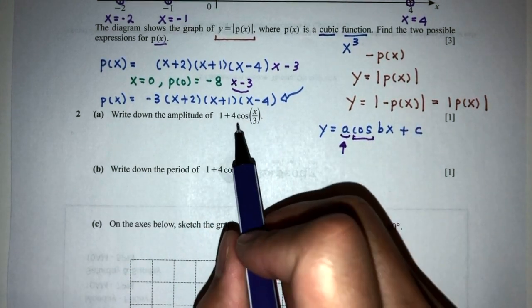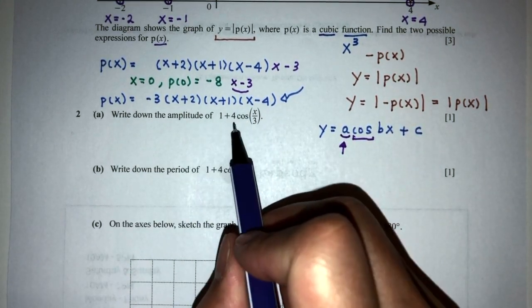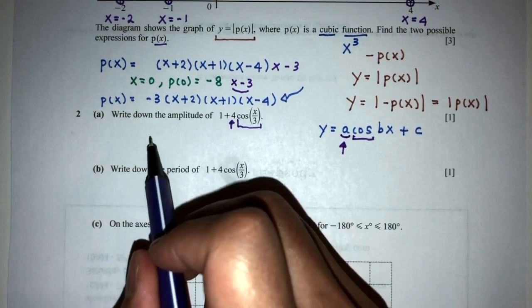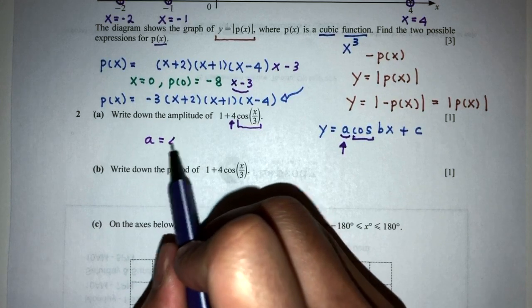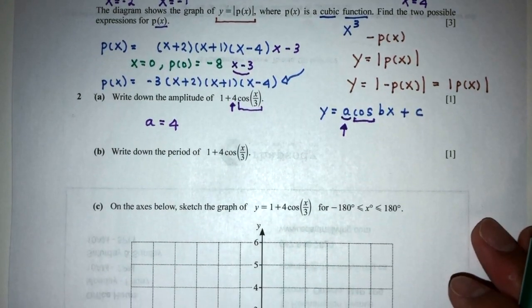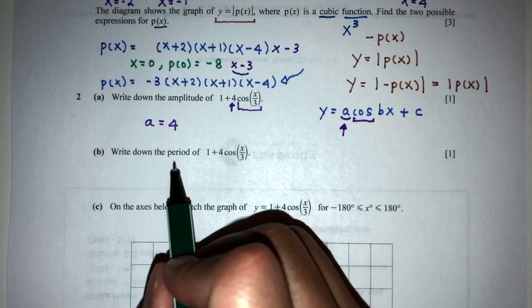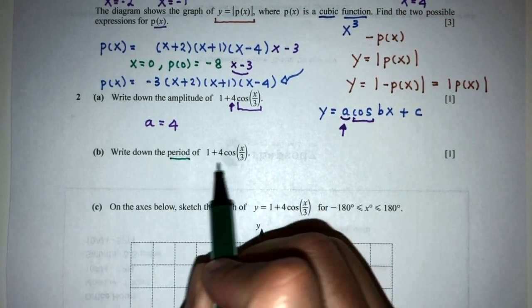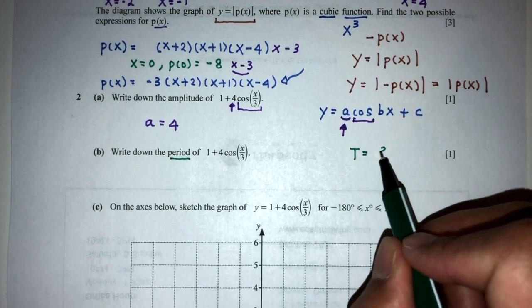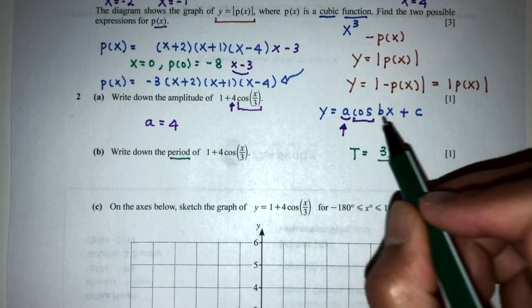So same thing here. We verify this. In front of this, we have the value of 4. So 4 will be your amplitude for this one. Now moving on to part B. We have to write down the period of this. Now to find the period, T is equal to 360 divided by this value of b.